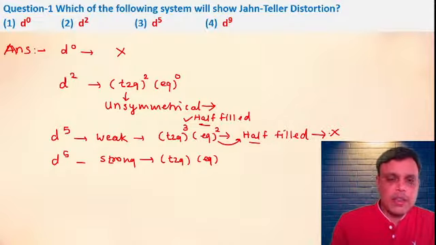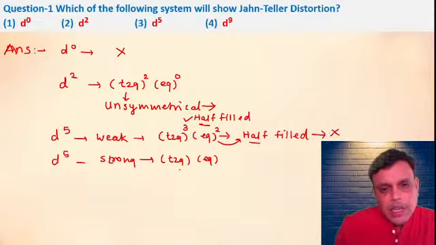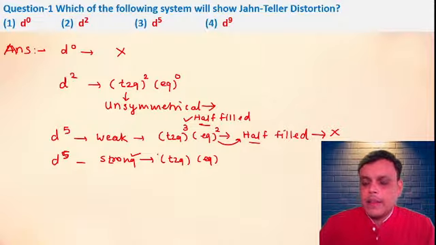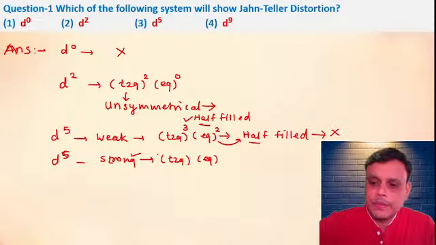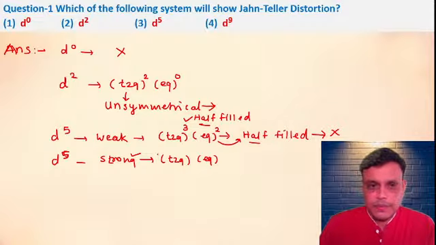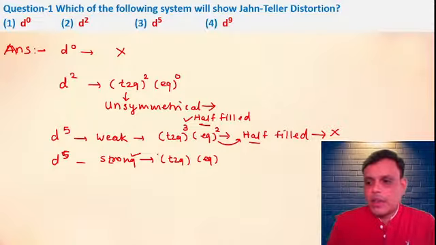Okay, chalo then, tell me the electronic configuration when the complex is strong field. Strong field ka bolo electronic configuration mujhe. D5 in weak field, it will not show Jahn-Teller distortion. Please remember, D5 weak field will not show Jahn-Teller distortion because there is a symmetrical filling of electrons. Now D5 in strong field, correct.